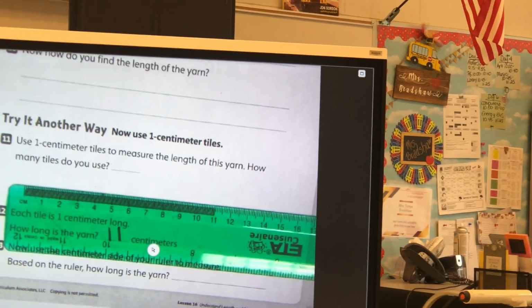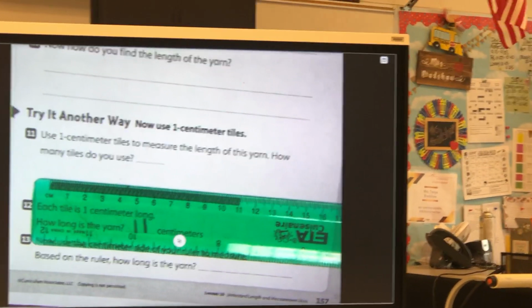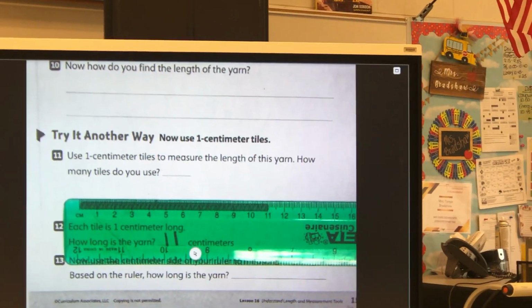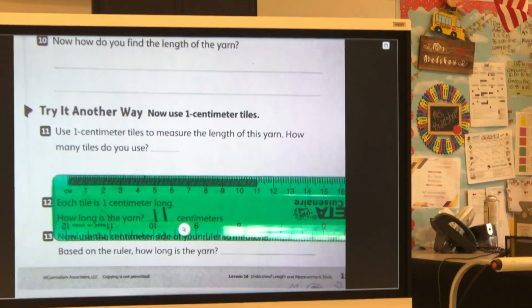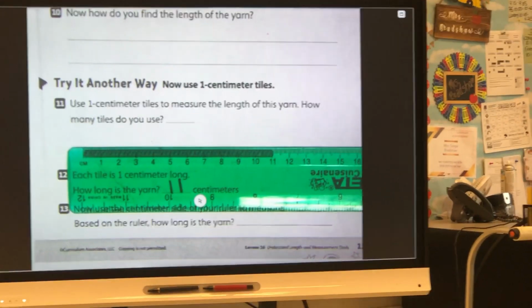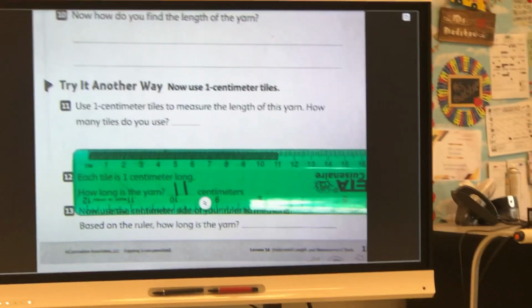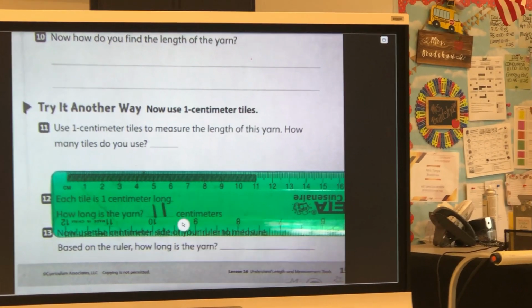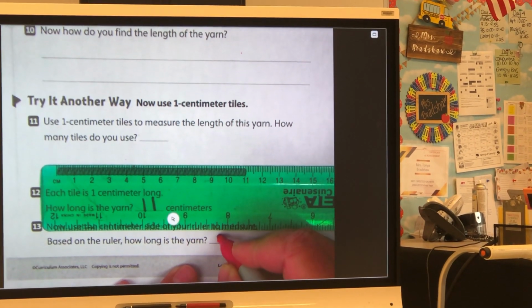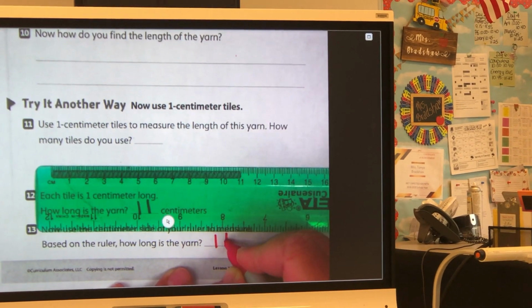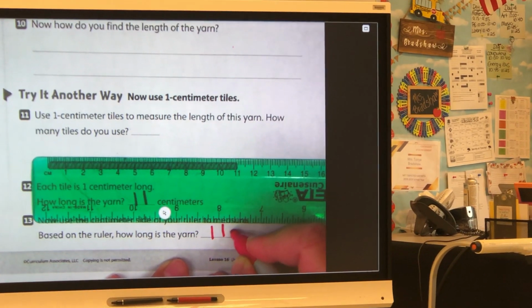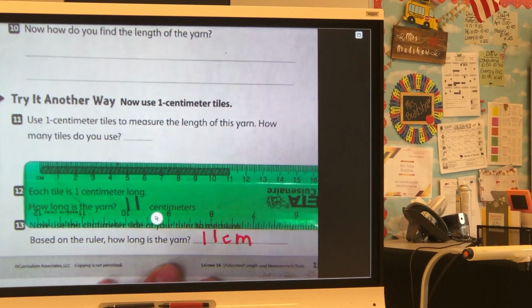Right? So use the 1 centimeter cubes. We now measured it with the ruler. Did we get the same measurement? Yes, we did. So we now know, based on the ruler and the little cubes, that this yarn in centimeters is 11 centimeters long.